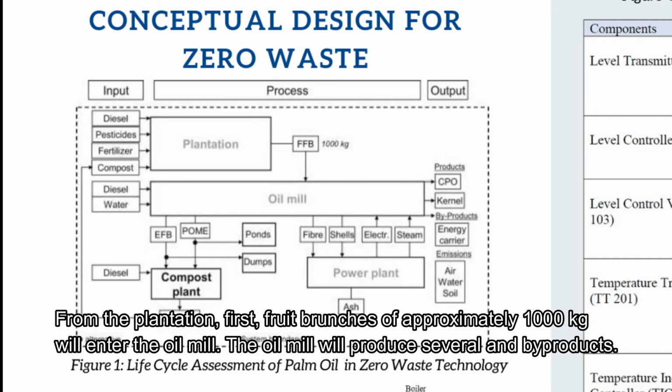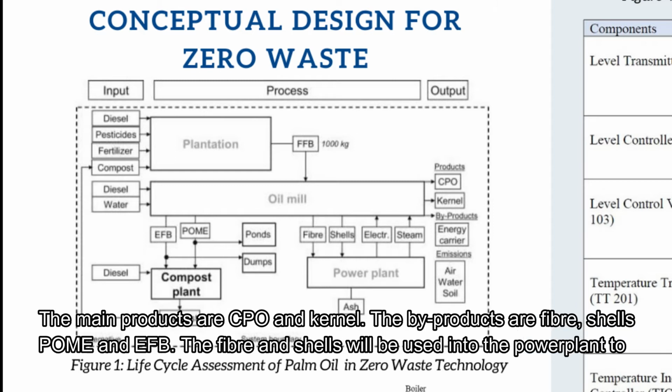This picture shows the life cycle assessment for palm oil plantation. From the plantation, fresh fruit bunches, approximately 1000 kg, will enter into the oil mill. The oil mill will produce several products and byproducts. The main products are CPO and kernel. The byproducts are fiber, shells, POME, and EFB.